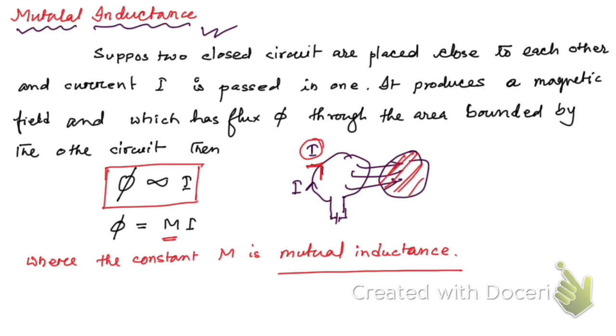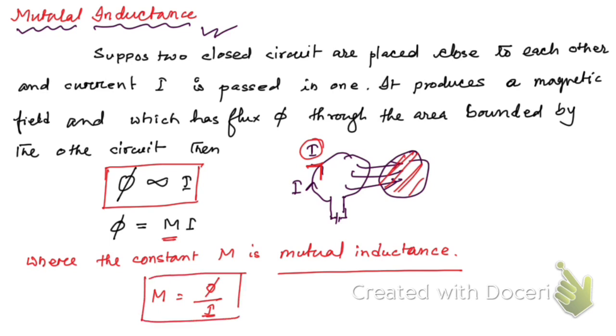I hope you have understood this. So you can say this is nothing but the ratio between the flux and the current. That means it is the ratio of the flux through the area bounded by the secondary coil to the current in the primary coil. You can say it that way as well.